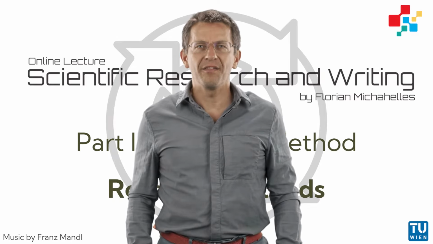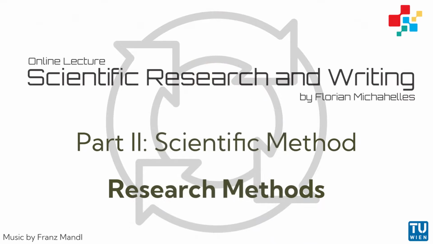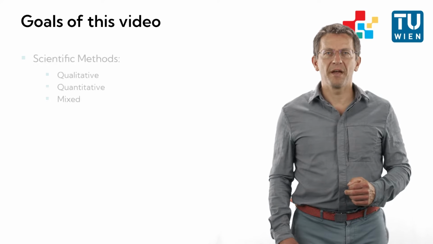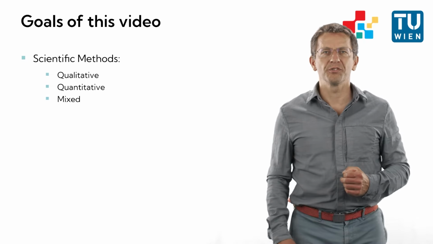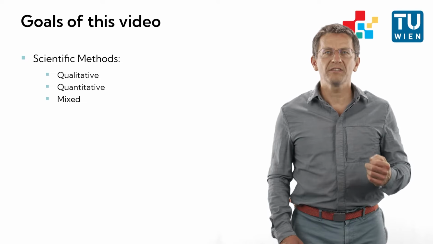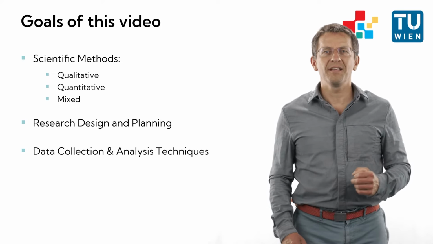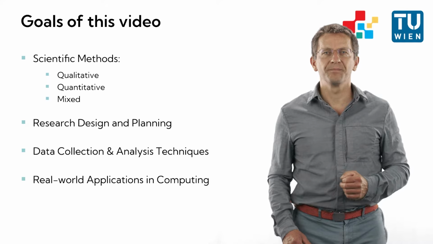Welcome. In this video, you learn about research methods. Understanding these methods is essential for conducting rigorous and reliable studies across disciplines in computer science. You will learn about the fundamental scientific methods, qualitative, quantitative, and mixed approaches. You will explore how to design and plan research and how to collect and analyze data. Finally, you will see how these methods apply to real-world problems in computing.